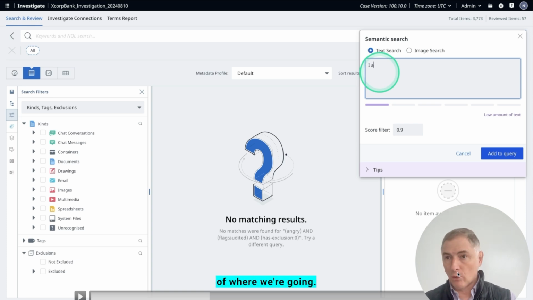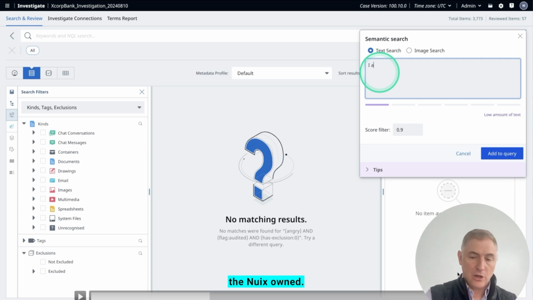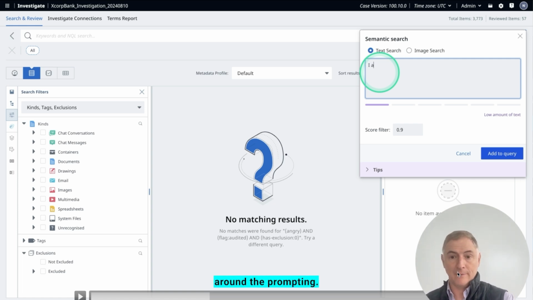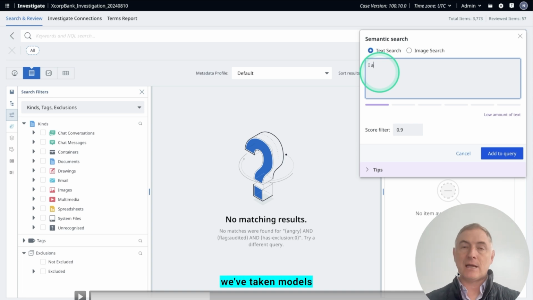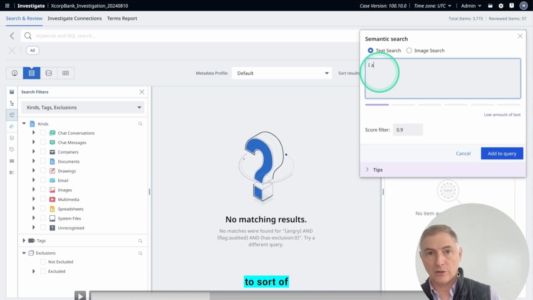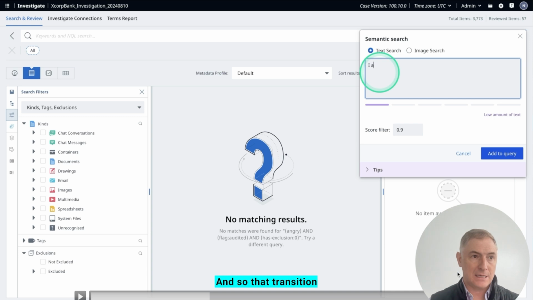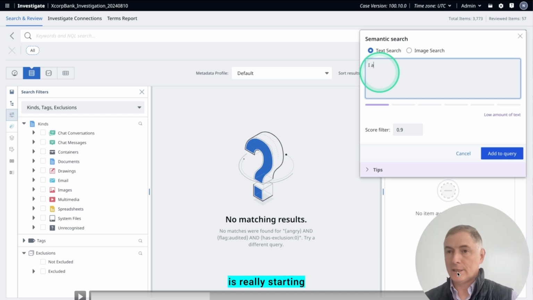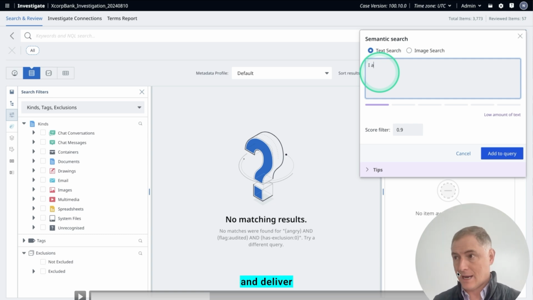I now want to talk about where we're going. It's like that next phase. When I talked about Nuix's AI strategy, I talked about the Nuix owned, a little bit about the BYO around the prompting, and in the middle is the Nuix integrated. This is where we've taken models from the broader marketplace and actually vetted and certified them and are cooking them in, and they're now included. So this includes E5, Clip, Whisper, and also FaceNet for allowing you to do a whole bunch of different things. And so that transition from analog to that digital world is really starting to understand how all of the advancements in AI can be leveraged within Nuix Neo to give you the greatest benefit and deliver those outcomes the fastest. So here, one of those things that we're doing is what we call semantic search.